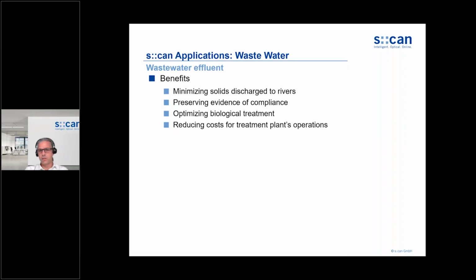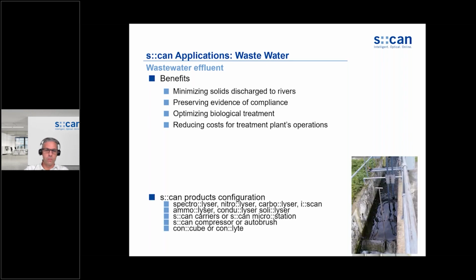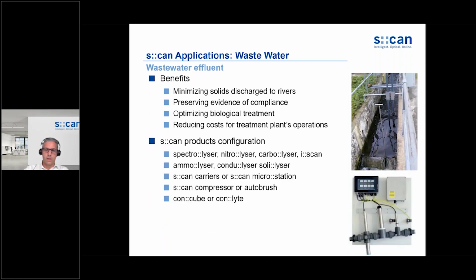Minimize the solids discharge to the rivers, preserving the evidence of compliance, optimizing biological treatment, and reducing costs for treatment plant operation. Typical Eskin products configured and used in these applications are the spectrolyzer, the nitrolyzer, the carbolyzer, the iScan, the optical probes for monitoring nitrate, COD, TOC, solids, etc.